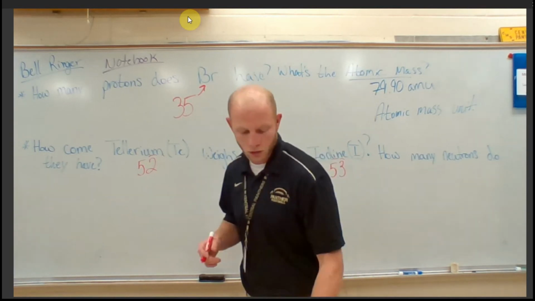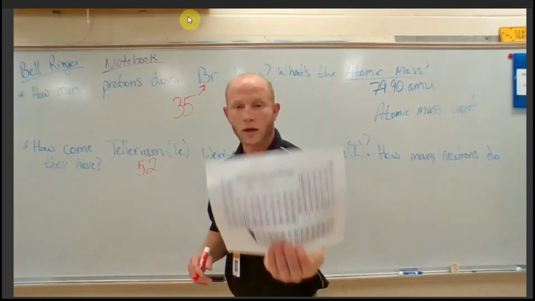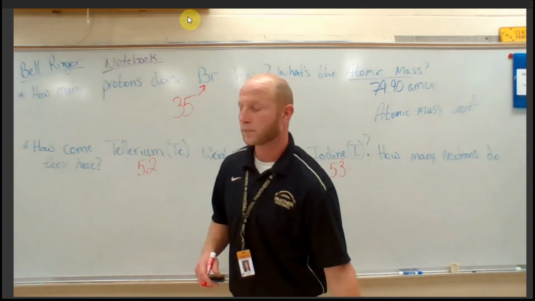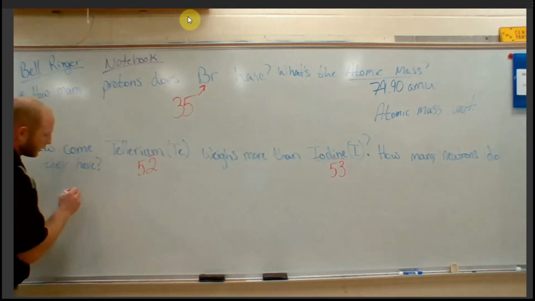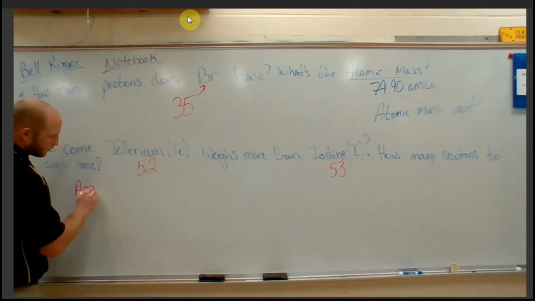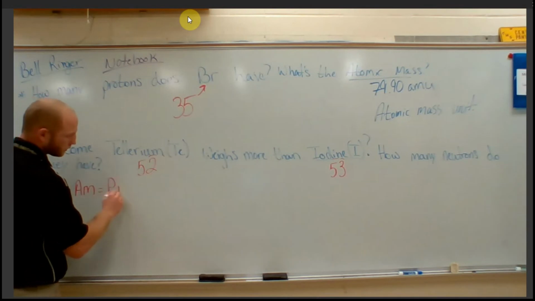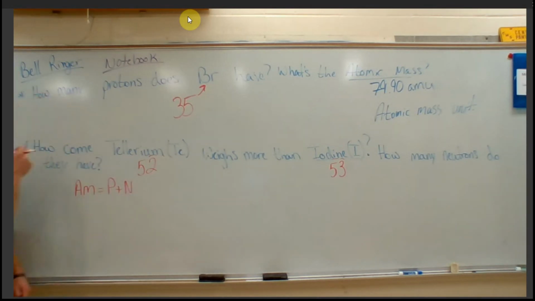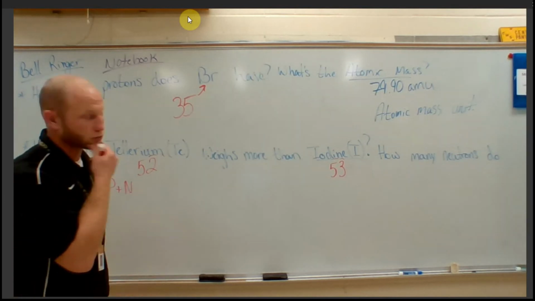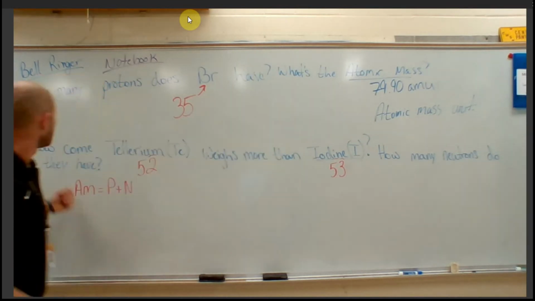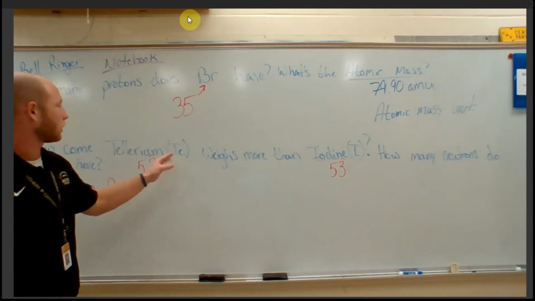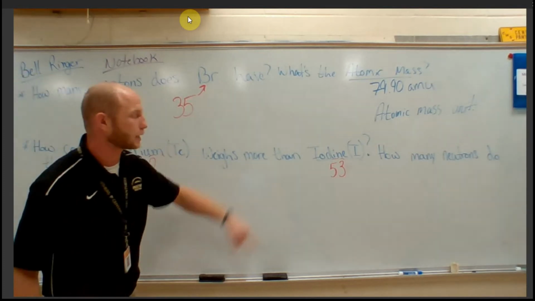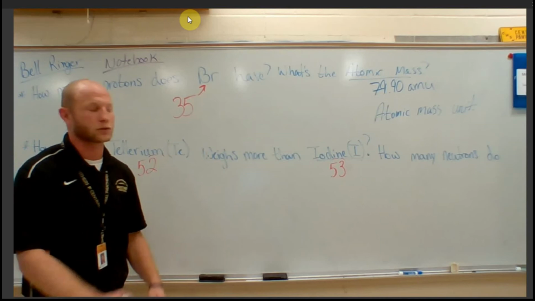Okay, so how do we find the atomic mass? Well, the atomic mass will always be on your periodic table. And in order to find that atomic mass, AM equals protons plus neutrons. We haven't looked yet at the second part of this question, where it asks how many neutrons they have. This is where we try to answer it: why does tellurium actually weigh more than iodine? Well, it has to do with the number of neutrons. So let's talk about this.